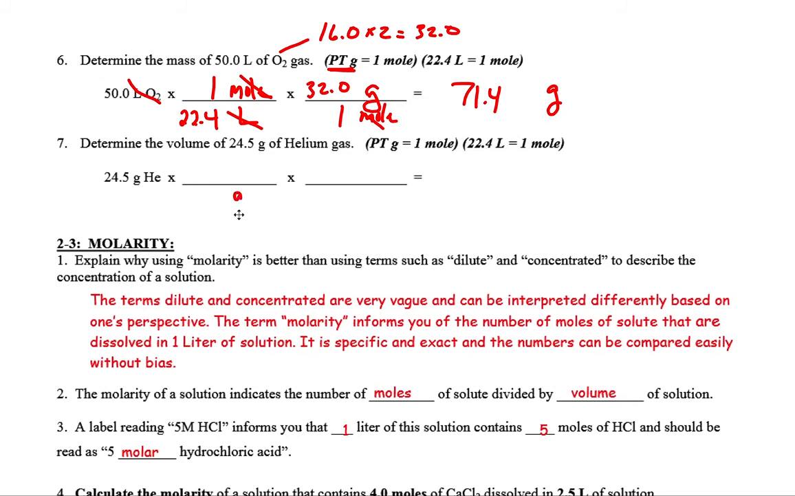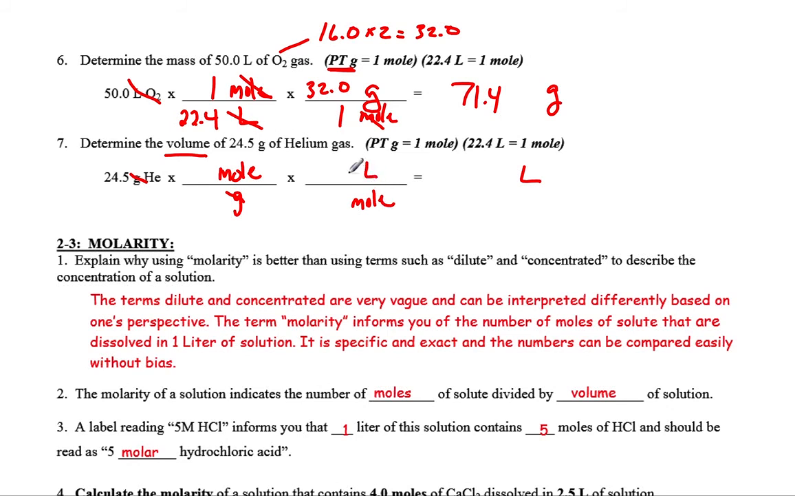The next one, I've got helium here. I'm going to put grams here because I want grams to cancel. I'm going to put moles there because I want to get rid of moles. I want to go to volume ultimately, so I'm going to put liters there. And then I'm going to put moles down here so they cancel, and I'm going to put liters up top.